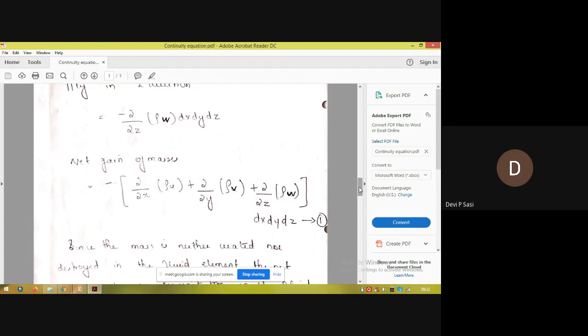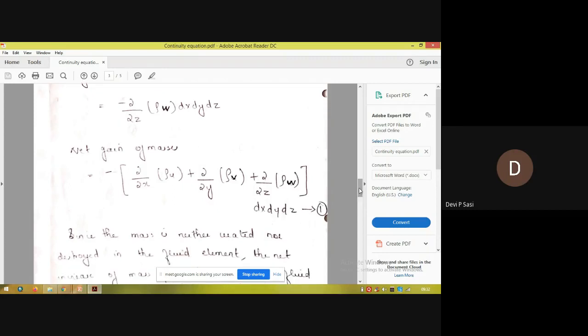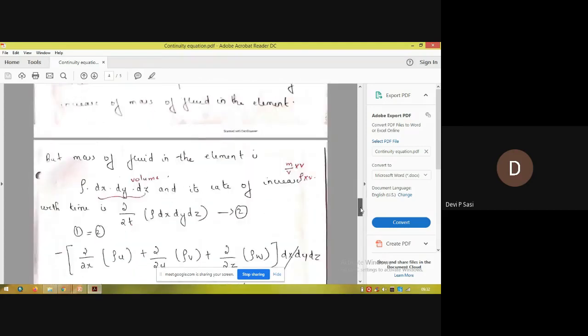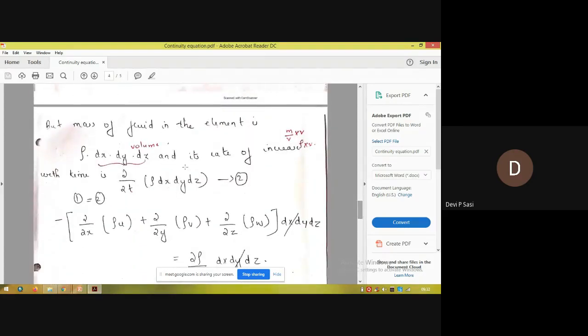This can be made equal to the mass of the fluid in the element. The net gain of mass will be equal to the mass of the fluid in that element. Then how can the mass of the fluid in the element be represented? M can be represented as m by v into v. So what is m by v? Density. What is v? dx dy dz.